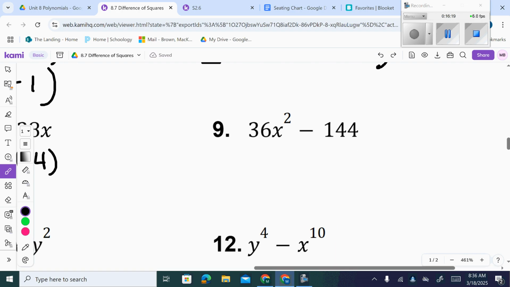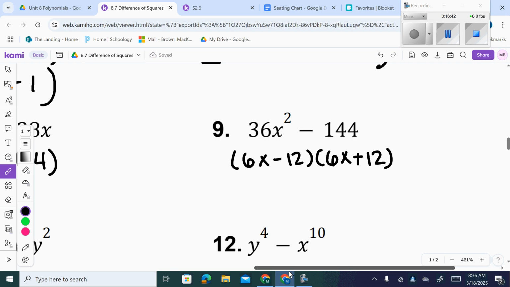Can I do difference of squares? Yes. Is 36 a perfect square? Yes. Is x squared a perfect square? Yes. Is it subtraction? Yes. Is 144 a perfect square? Yes. What's that going to become? 6x minus 12. Awesome. Good job.